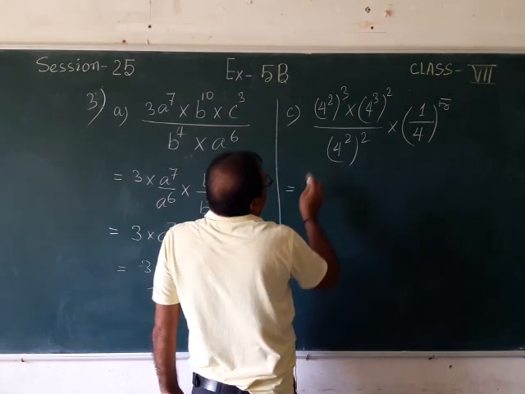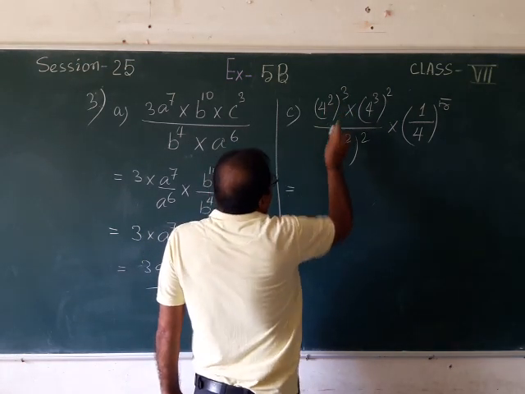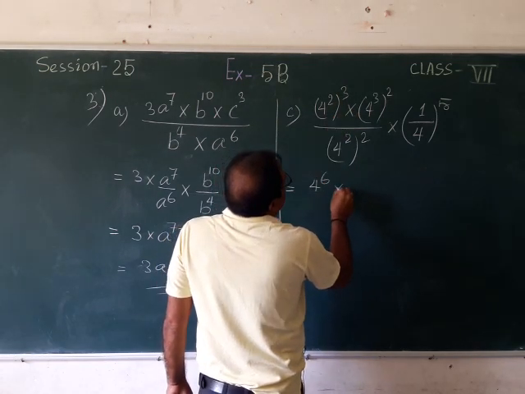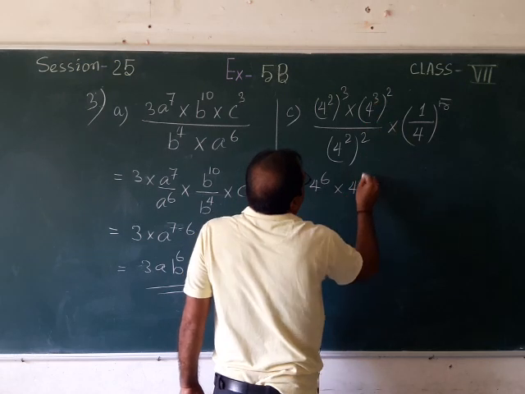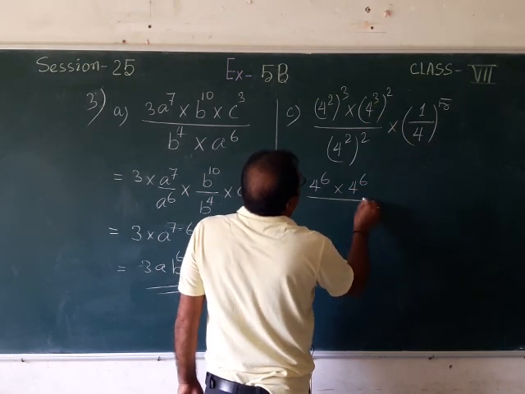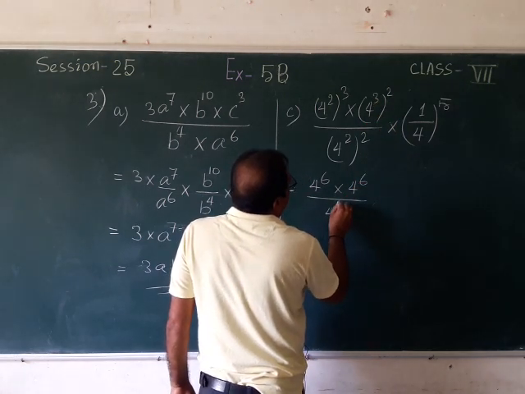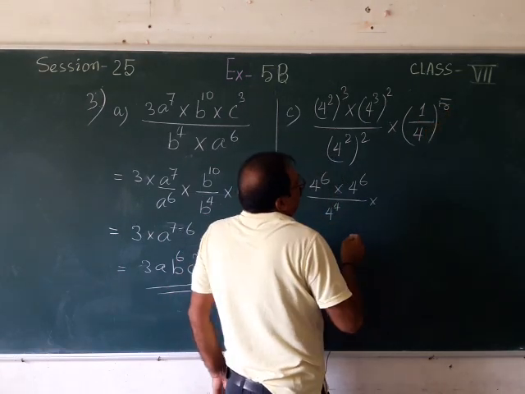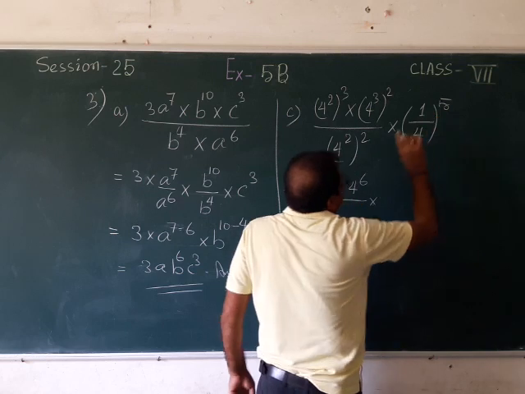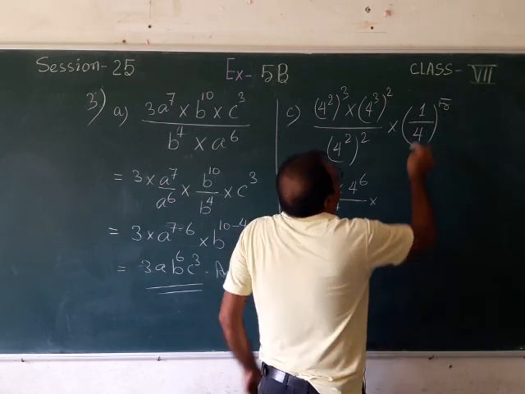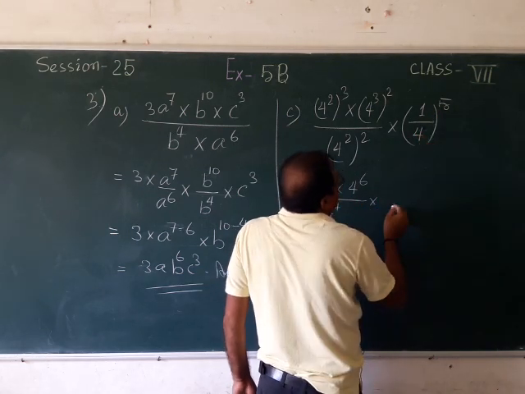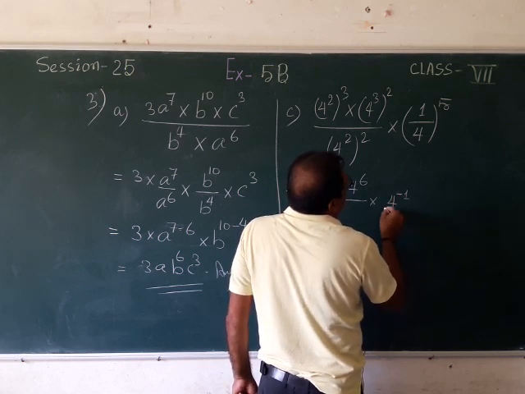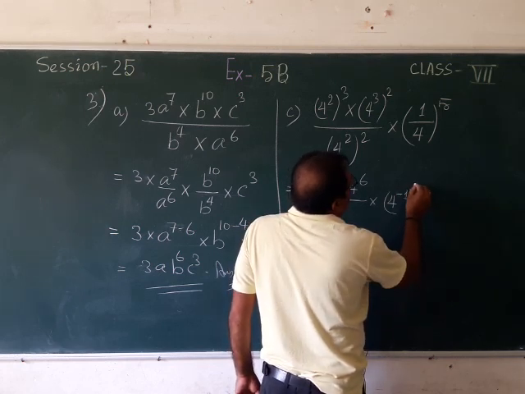Here power to the power multiply. First of all I can write 4 to the power 3 to the 6 and here 4 to the power 3 to the 6 upon 4 to the power 4 multiplied by 1 by 4 to the power 5. 1 by 4 can be written as 4 to the power minus 1. So I can write 4 to the power minus 1 and to the power 5.